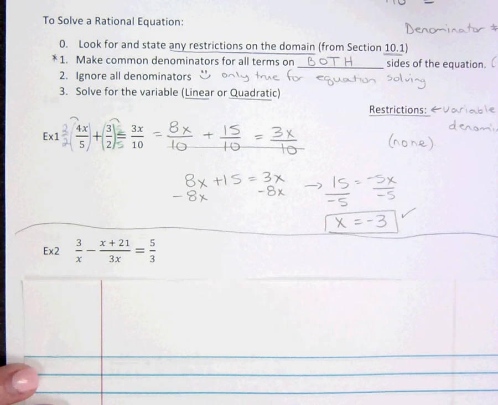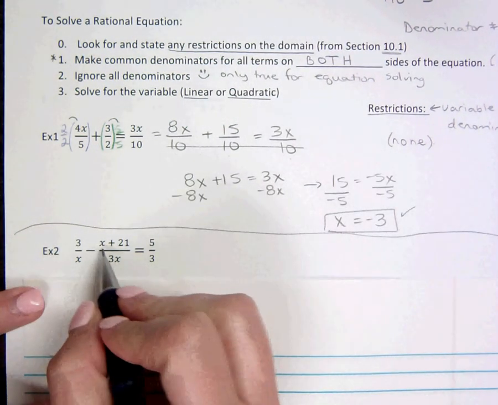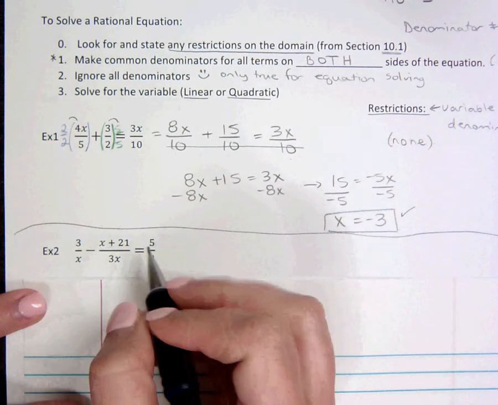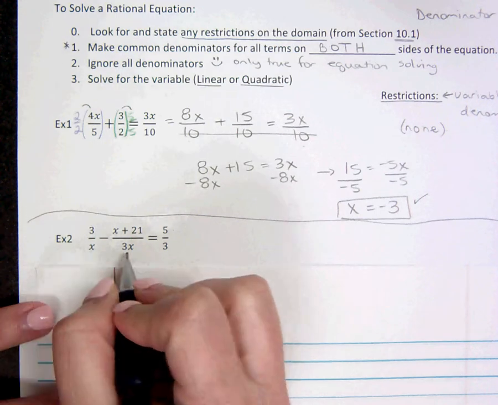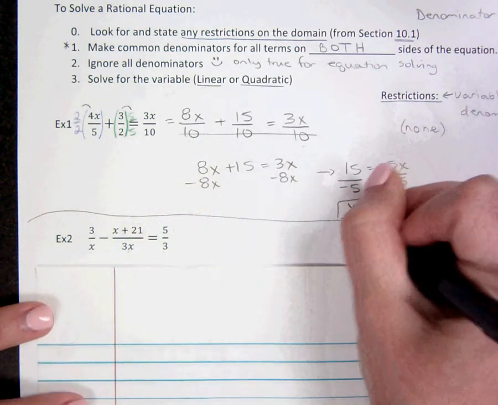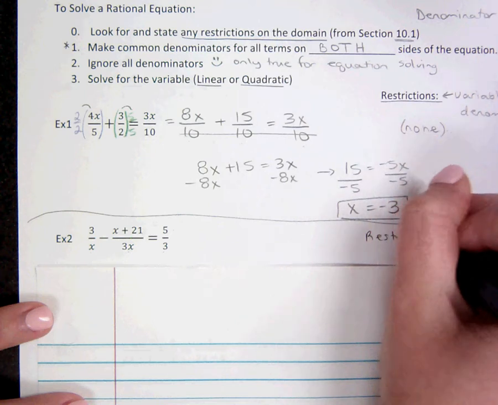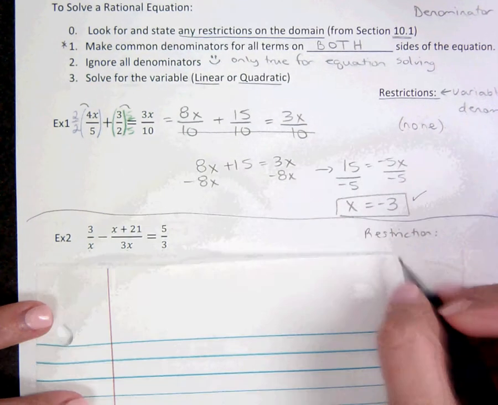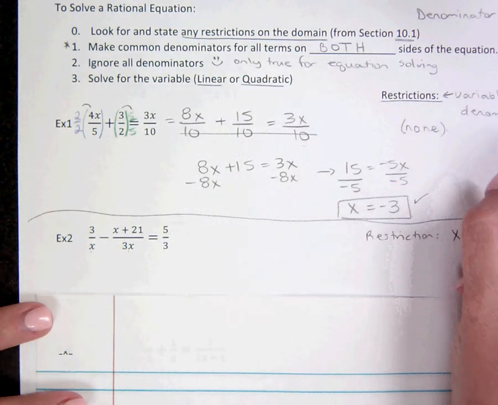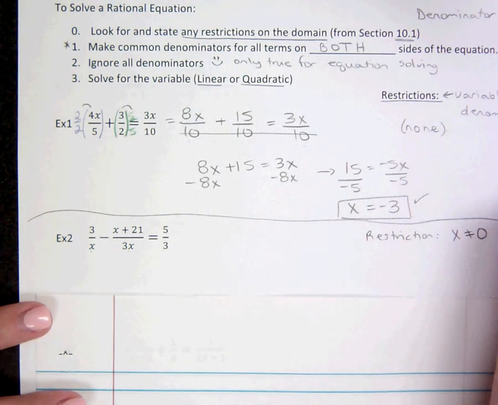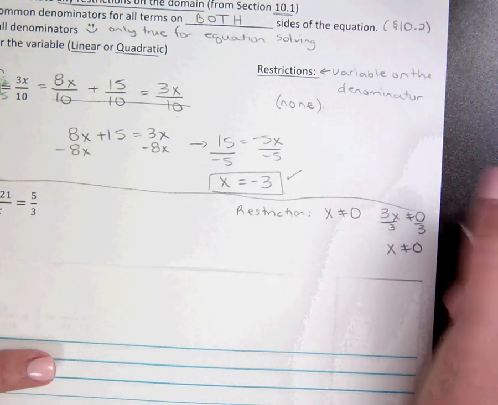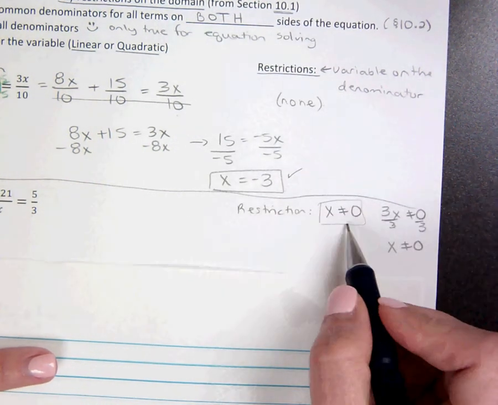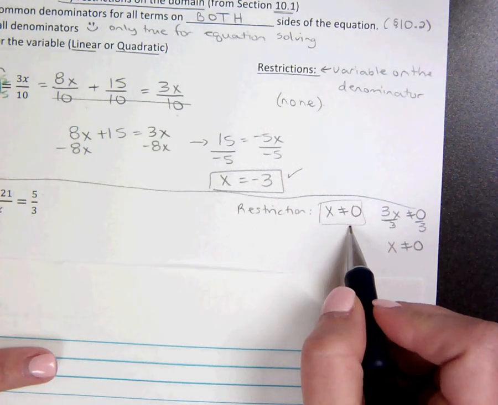We have 3 over x minus x plus 21 over 3x equals 5 over 3. So we have x, 3x, and 3 on the denominator, which means we are going to have a restriction. X cannot equal 0 is one of our restrictions, and 3x cannot equal 0, which if we were to solve that, you can't see what I'm doing, it would still be x cannot equal 0. So that is our restriction, which means once we're done solving, if this is one of our answers, it does not work.